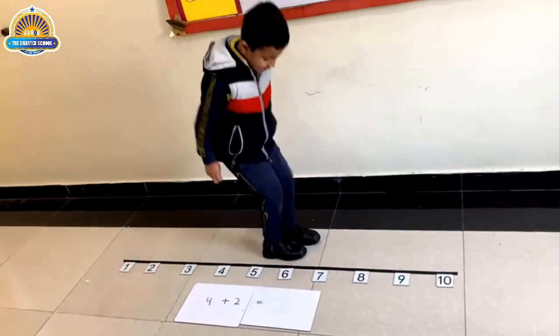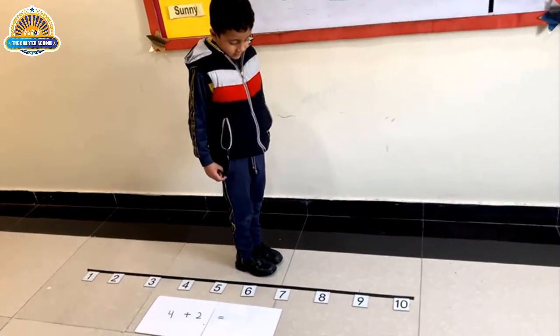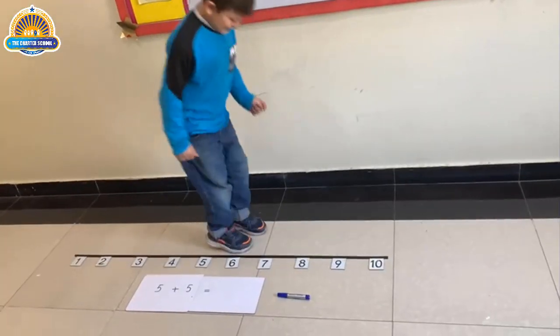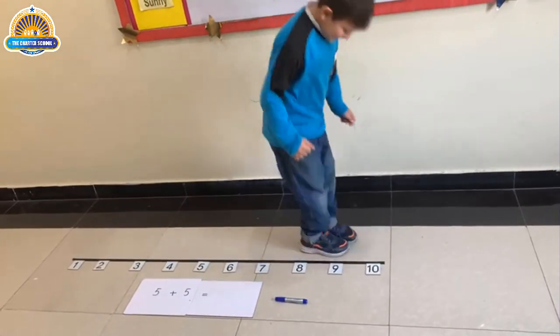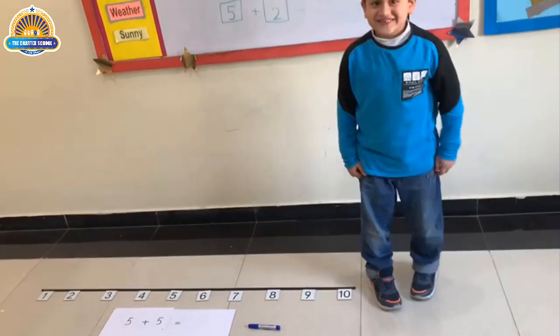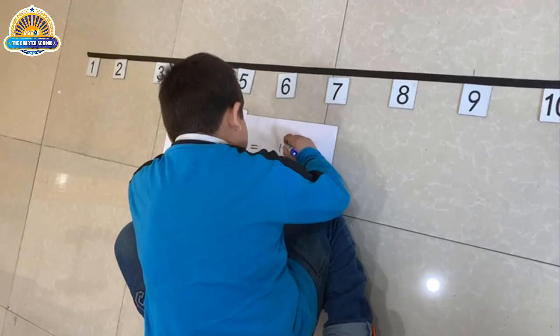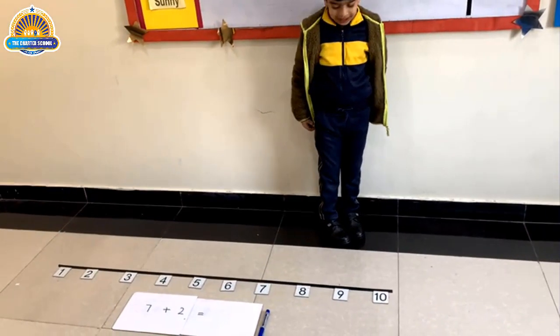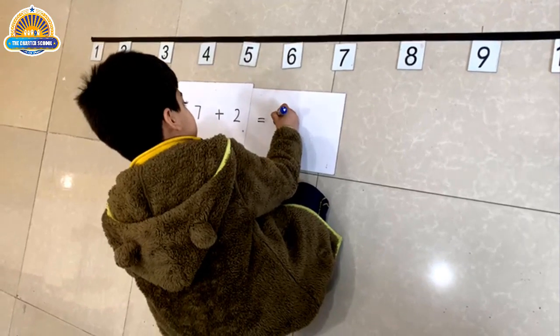5. Good. 1, 2. What's the answer, Abdulahad? 6. Right. 4 plus 2 is? 6. 1, 2, 3, 4, 5. What's the answer? Good. 1, 2. What's the answer? Good job.